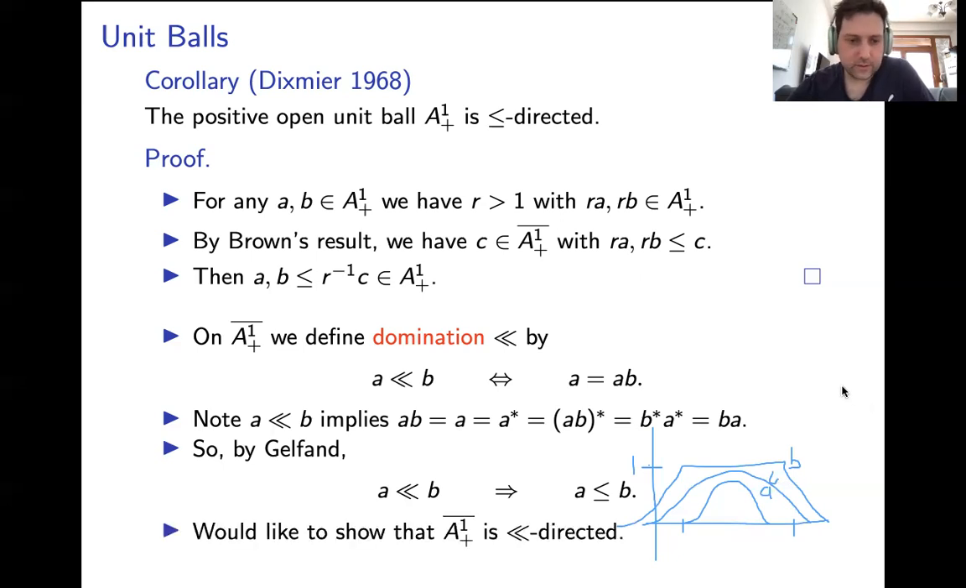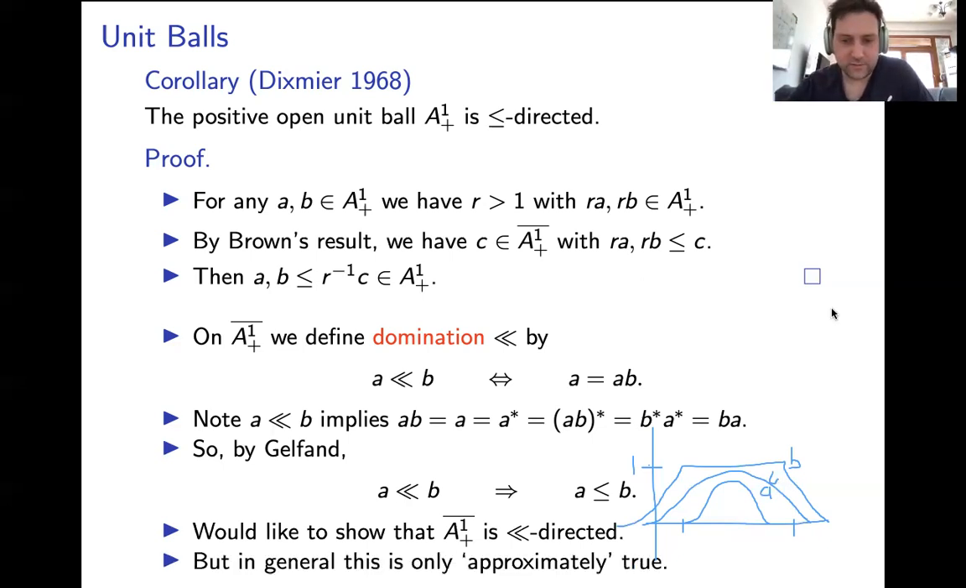So what next? What we'd really like to show, in a dream fantasy world, is that the open unit ball is not just directed with respect to the classical order. You'd really like to show that it's actually directed with respect to this much stronger domination relation. The only problem is that this is indeed a fantasy. It's not actually true for many basic examples. However, in general, it is still approximately true in a sense that I can make precise as follows.